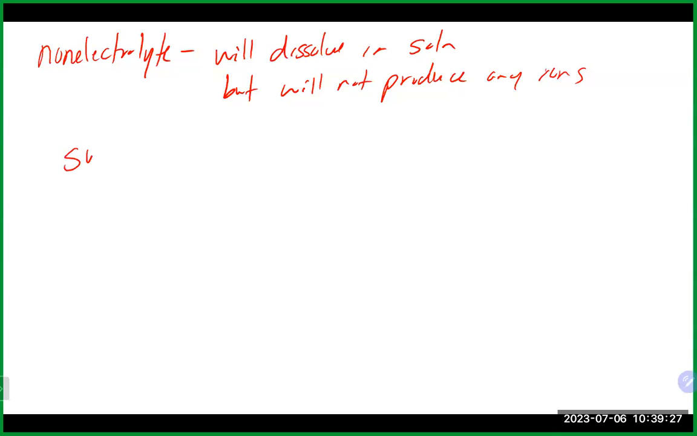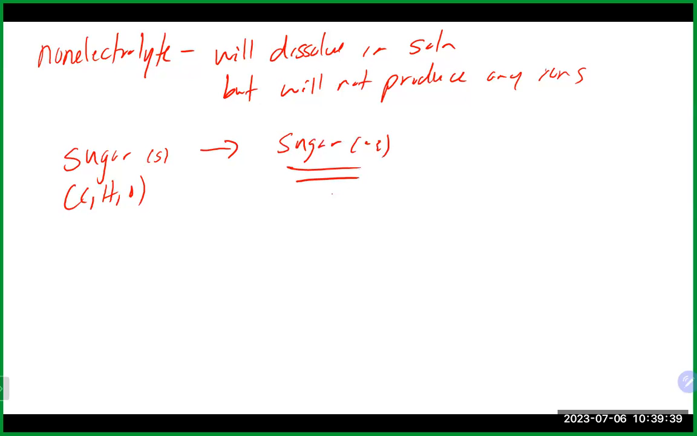So sugar is an example. Sugar is basically carbons, hydrogens, and oxygens. Those guys are going to be covalently bonded together. If you have some solid sugar, it definitely will dissolve in water, but it will not produce any ions. So it will not conduct electricity. It's really the presence of ions in solutions that helps conduct electricity, which makes something a good electrolyte.